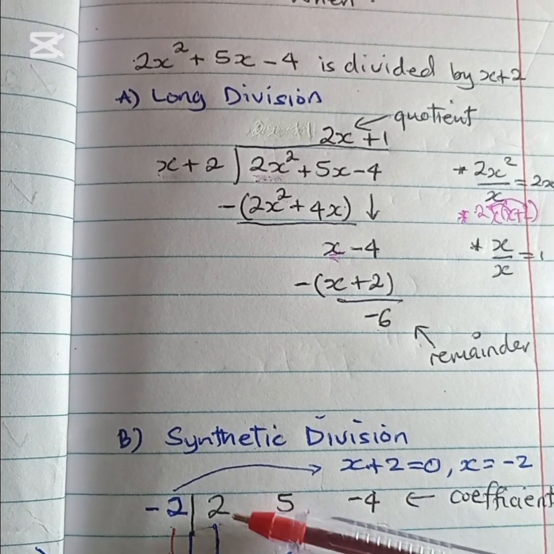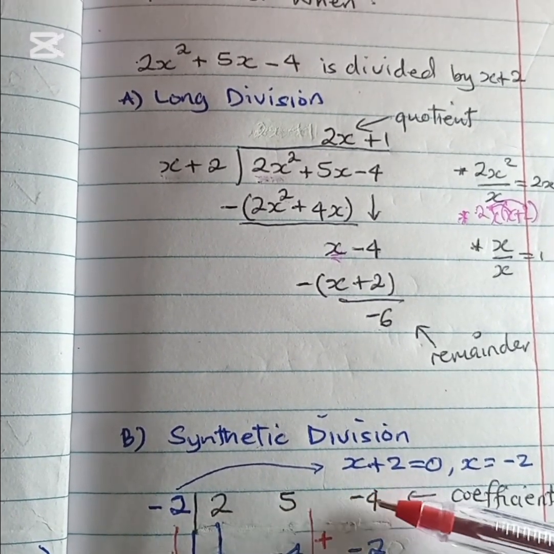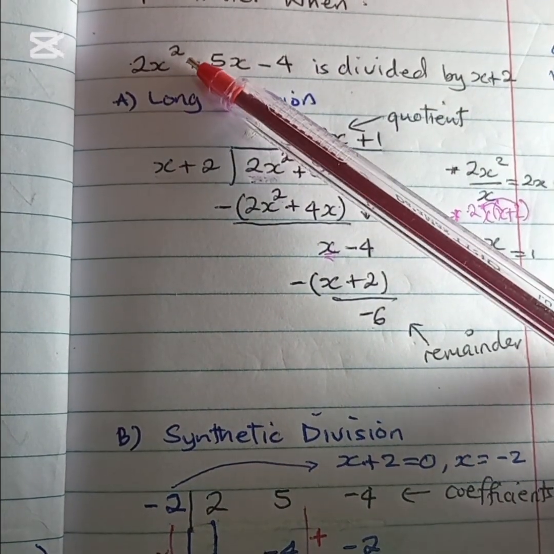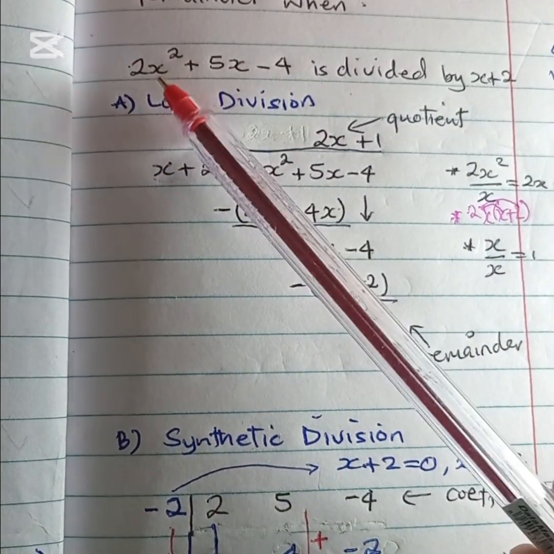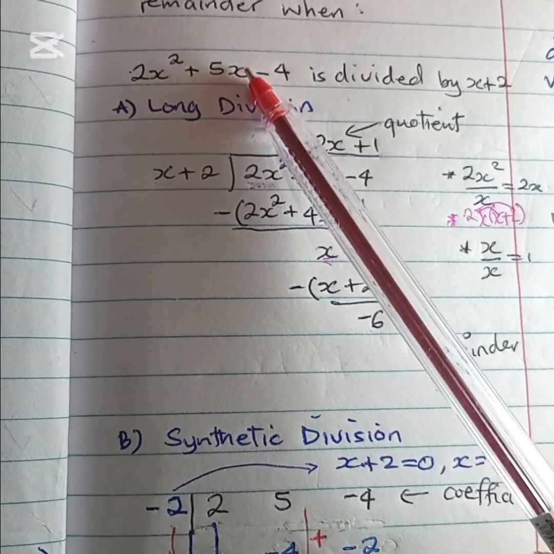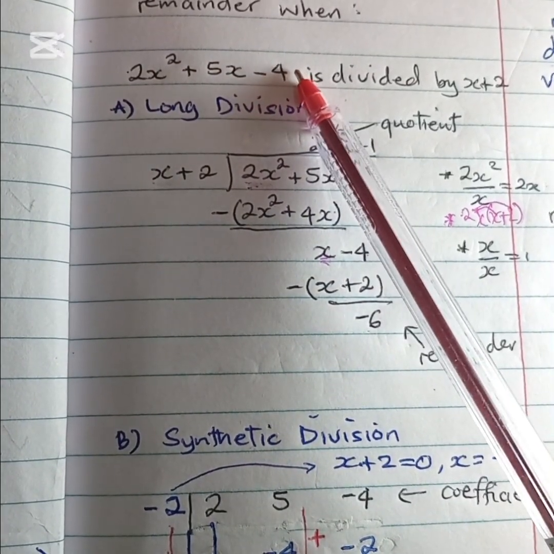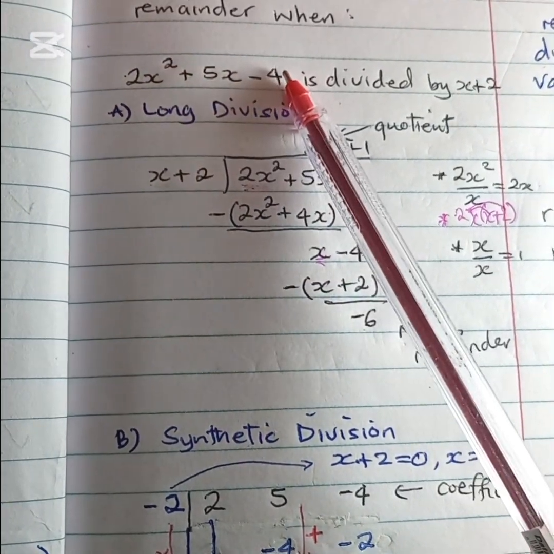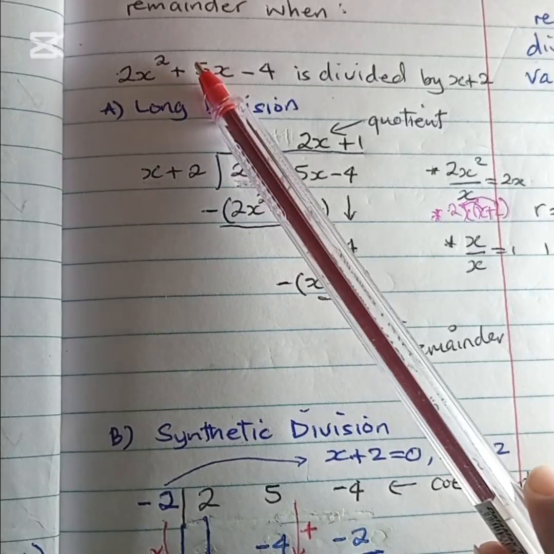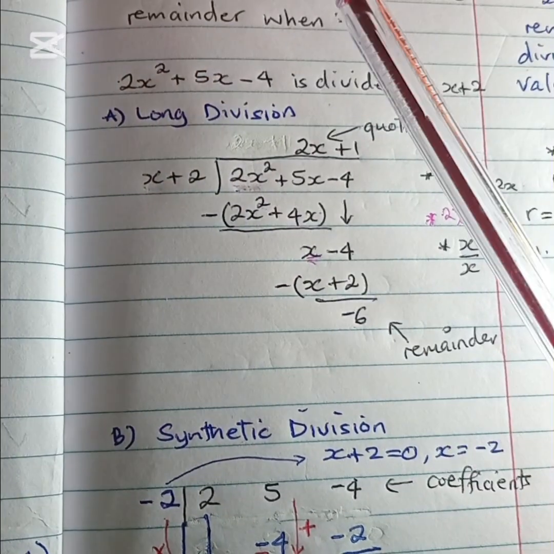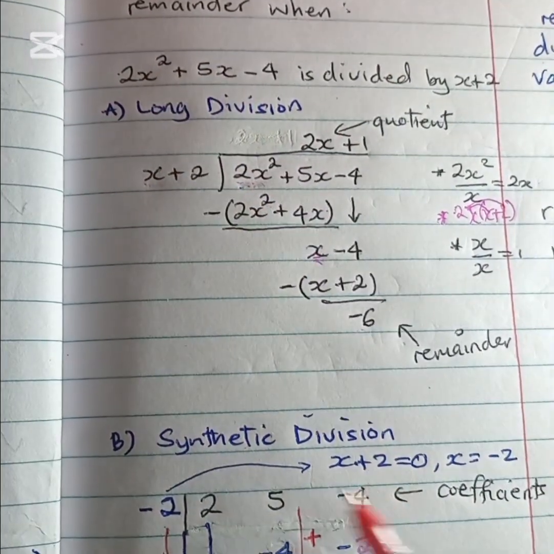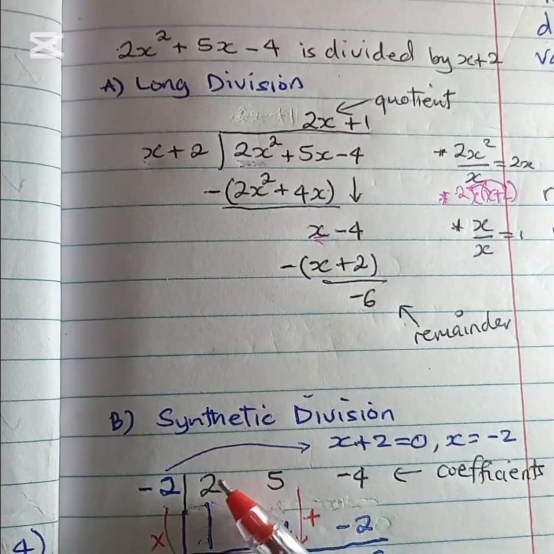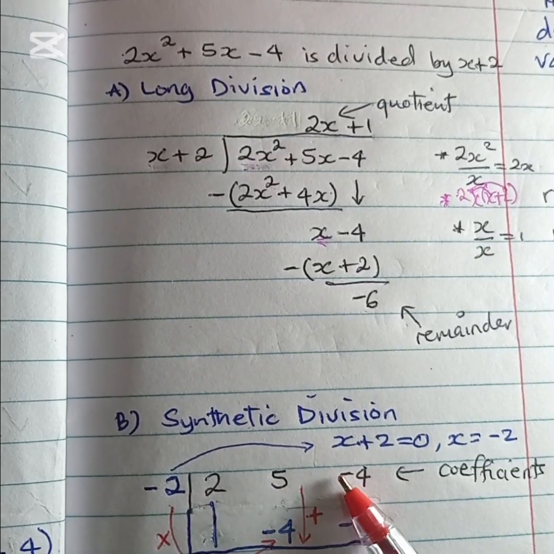Take note, when we line up the coefficients of the dividend, they must come in consecutive order of their powers. What I mean is, this is x squared, this one is x to the power of 1, and this one has x to the power of 0. So they go in line: 2, 1, 0. If a number is missing, we have to include 0 times x to the missing power there. Okay, we look at that in the next example. So we line up the coefficients of the dividend, 2, 5, negative 4.